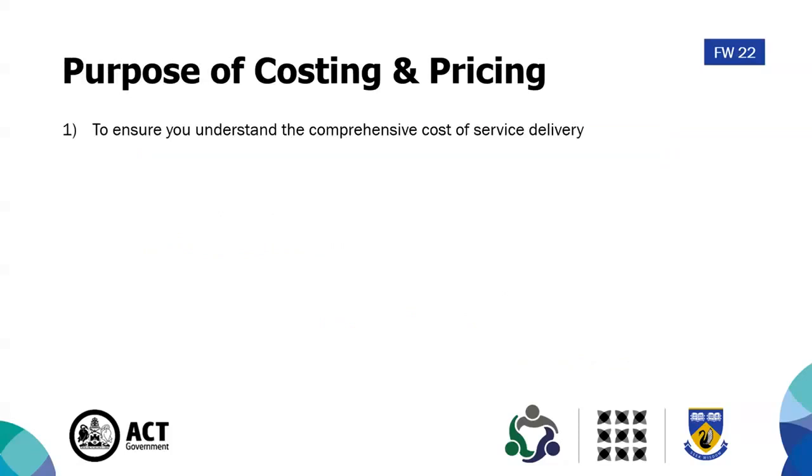First and foremost, the purpose of costing and pricing is to ensure you understand the comprehensive cost of service delivery, so that organisations can intellectually decide whether or not they're going to accept a contract from government. And if they accept a contract from government that actually doesn't deliver the comprehensive cost of service delivery plus profit, as we've just discussed, then the organisation is able to manage that, and there's a rationale for accepting that contract, because it's not just for financial purposes that organisations accept contracts. There could be a purpose or object reason for doing that. There could be a political or other reason that drives you to do that.